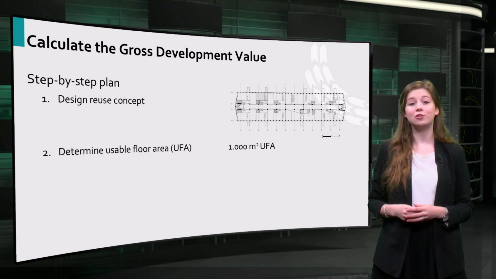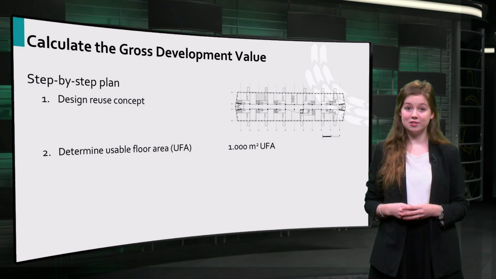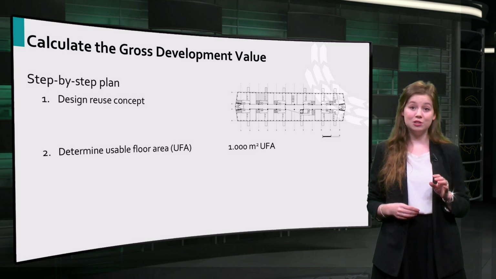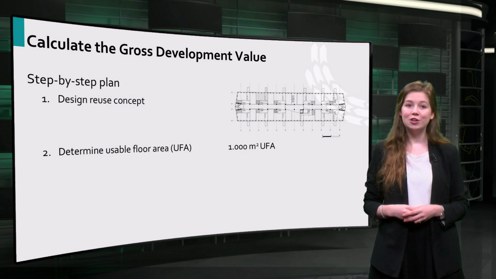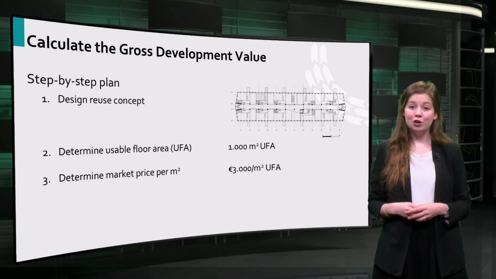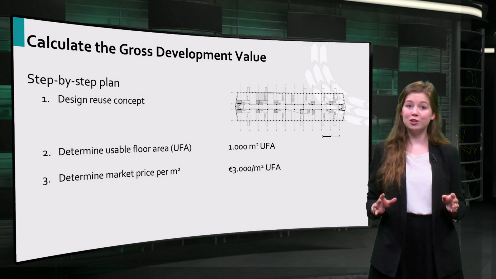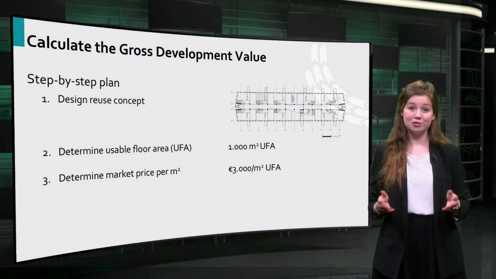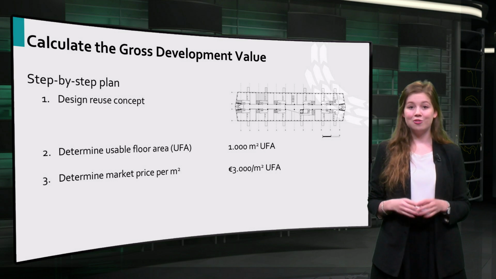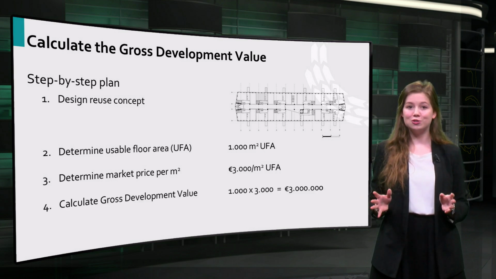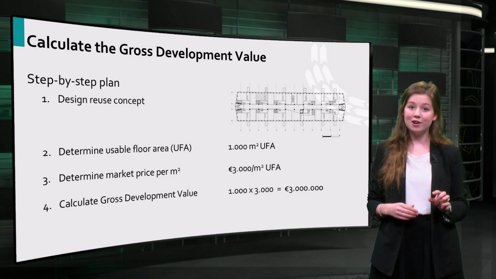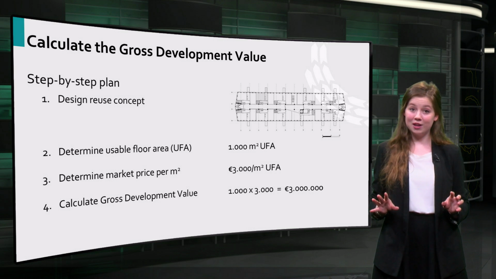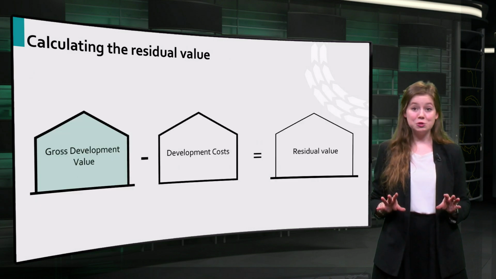Then you determine the usable floor area in your concept. This is the floor area that can be sold or let out after the conversion. After that, you can do some market research. Look at the sale price per square meter of buildings that have a similar function as your concept. And finally, when you have all these numbers, you can calculate the gross development value by multiplying the usable floor area by the market price per square meter. So now you have determined the gross development value.